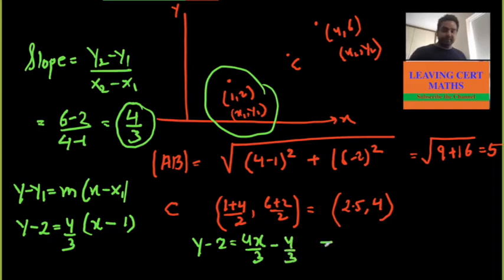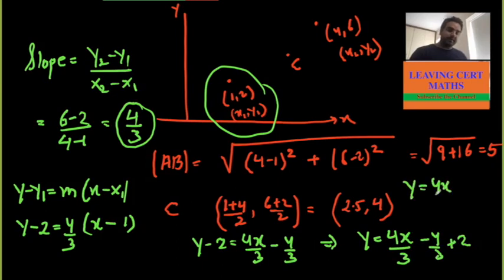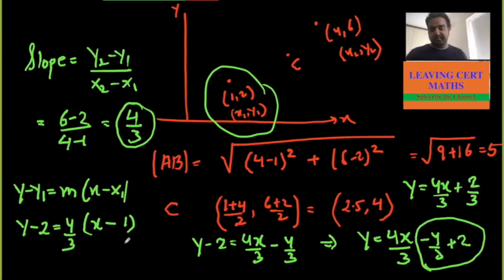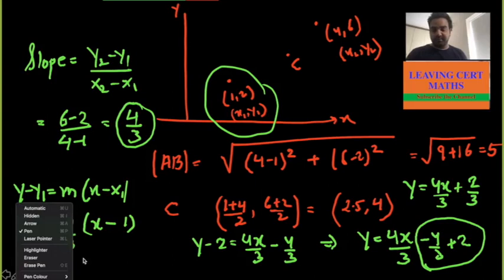Now can I write from here y is equal to 4x over 3 minus 4 over 3 plus 2? So y is equal to 4x over 3, and what is this? This will give you, I think, 2 over 3. How did you get the 2 over 3 at the end? You can put minus 4 over 3 plus 2 in the calculator. I did it in my mind. Maybe it's wrong, but you can check it.